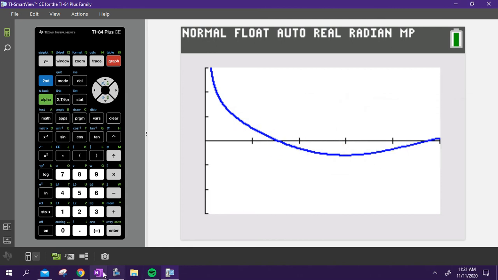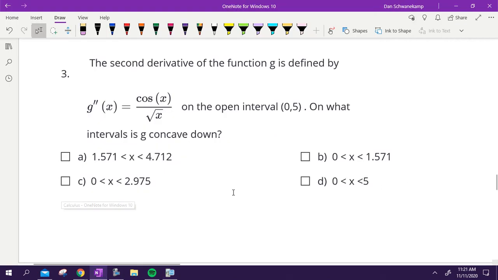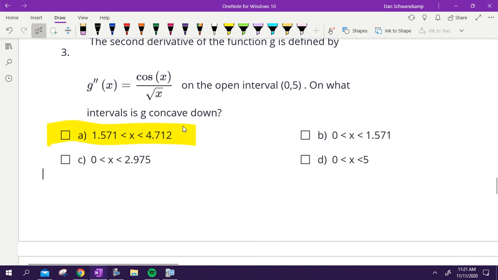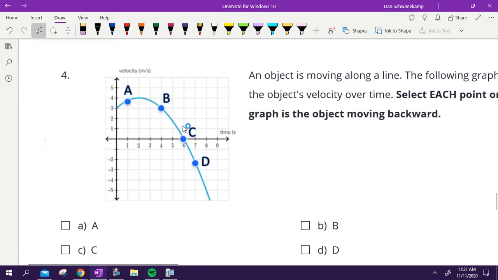Okay, if this wasn't a multiple choice question, I would actually find the zeros. But here, I'm going to use my brain and say, hey, I'm not going to actually do that. There is the answer I want, 1.5 and 4.7. Questions on 3? So F double prime is negative. That's when I'm concave down.